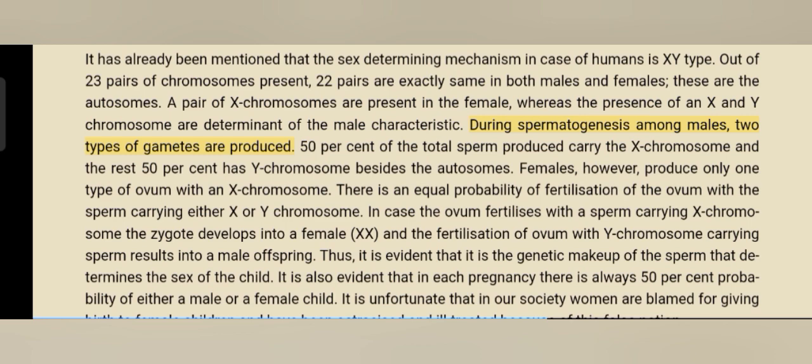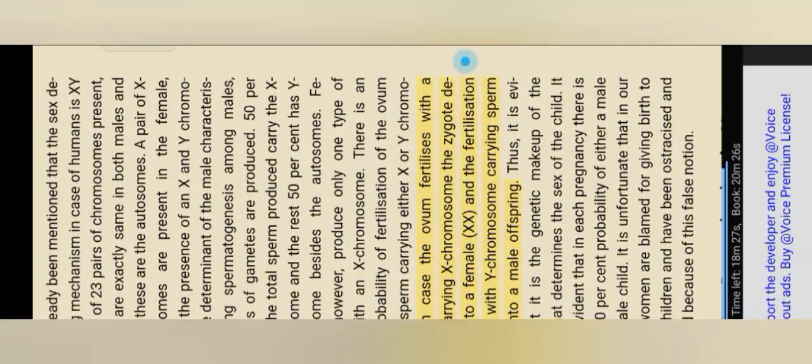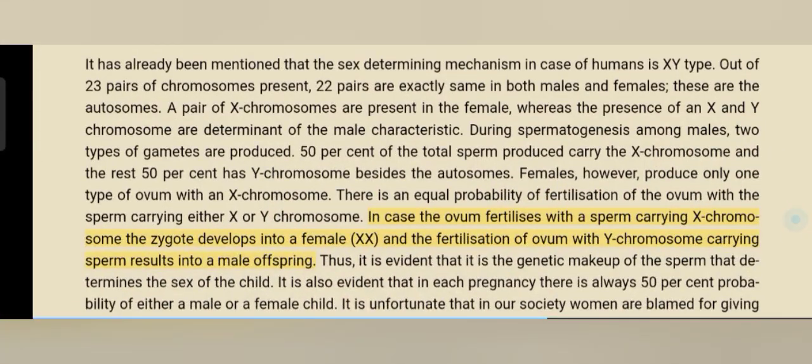During spermatogenesis among males, two types of gametes are produced. 50% of the total sperm produced carry the X chromosome and the rest 50% have the Y chromosome besides the autosomes. Females, however, produce only one type of ovum with an X chromosome. There is an equal probability of fertilization of the ovum with a sperm carrying either X or Y chromosome. In case the ovum fertilizes with a sperm carrying an X chromosome, the zygote develops into a female, XX, and fertilization of the ovum with a Y chromosome carrying sperm results in a male offspring.